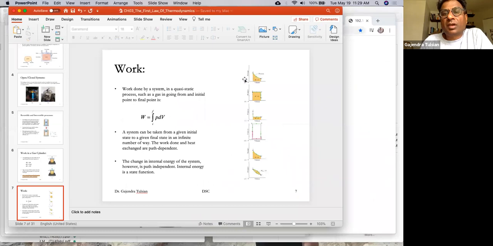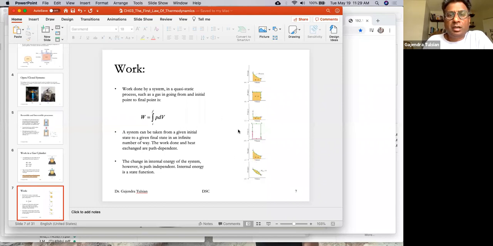Let's say you have a gas. This is a PV diagram. You took it from here to there, and you see that was the work done. You can take the gas from that same initial point to that final point along a different path, and that was the work done. You could take it along this path, and this was the work done. So you see the work done by gas in going from an initial to a final point is path dependent. That's an important point.